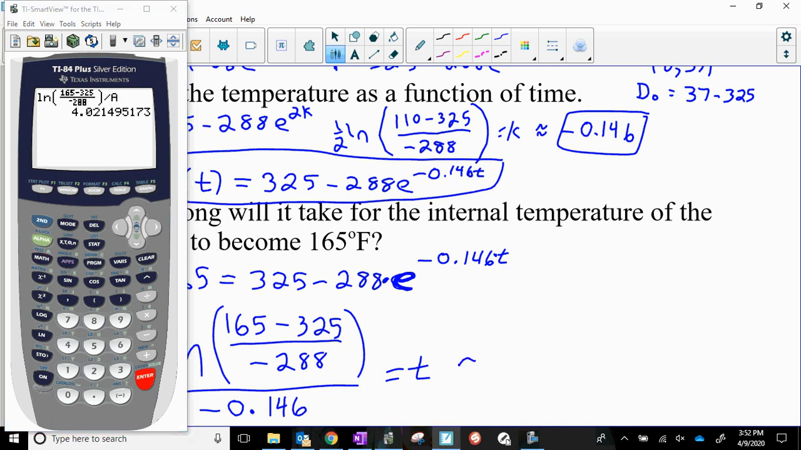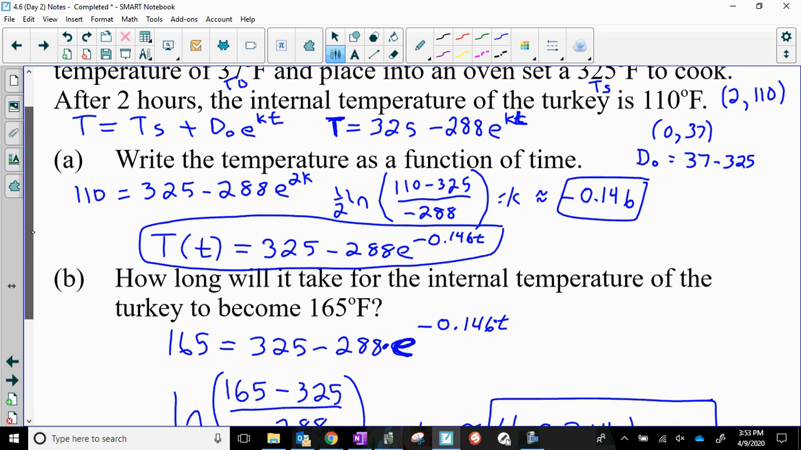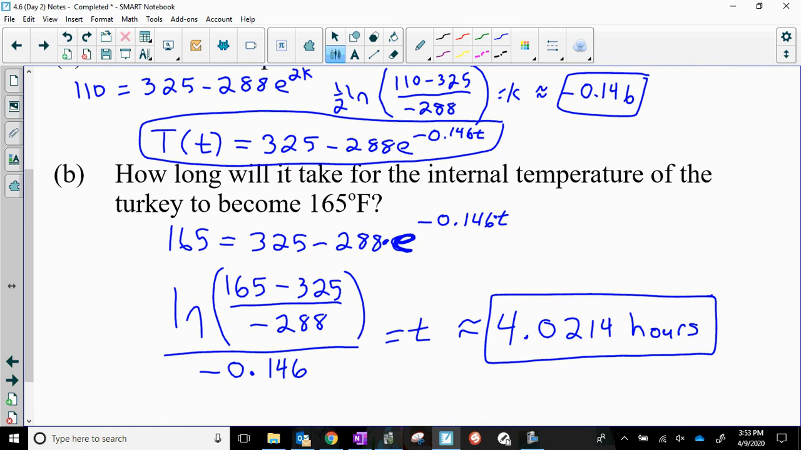And I'm getting approximately, for my time, in units of hours, 4.0214 hours. Be careful. Sometimes textbooks or questions might ask a question like, how many more hours do you have to wait? Well, we already found we waited 2 hours to start with. We got 110, so 2.0214 more hours. They just asked how long, total time.